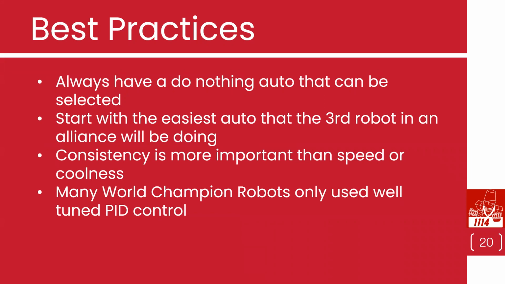A lot of World Championship robots, especially anything from before 2017 or 18 or so, were just using PID to drive to a certain place and then turn. That's what I would focus on. And then if you got that nailed down, then work on more advanced path following stuff later.